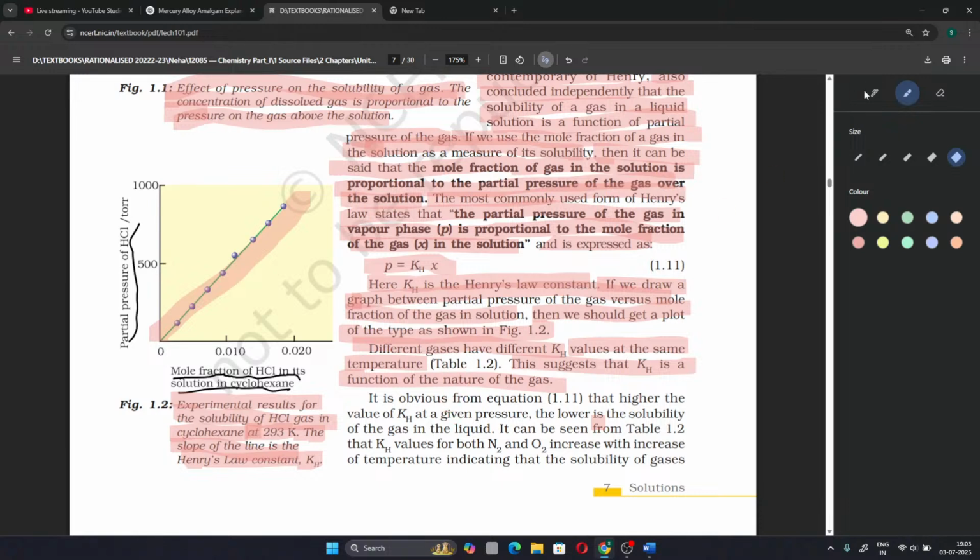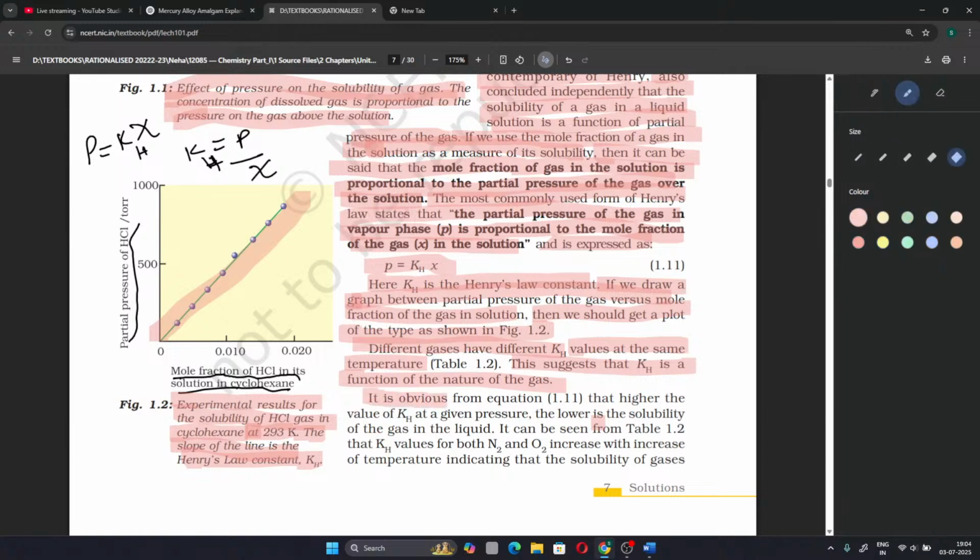Partial pressure, basically they are saying that P equals KH times chi. Then KH equals partial pressure divided by mole fraction. That is why when we take the slope of the graph of partial pressure to mole fraction, we will get the slope to be Henry's constant. This will be different for different gases.